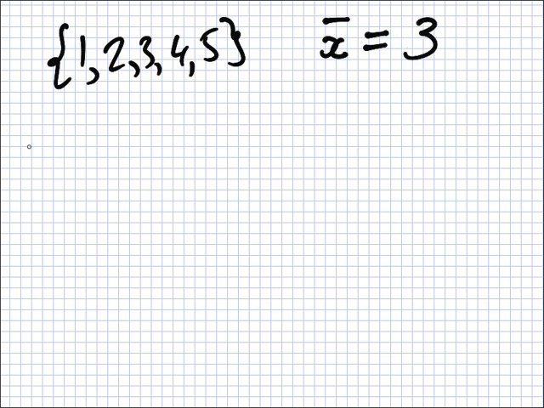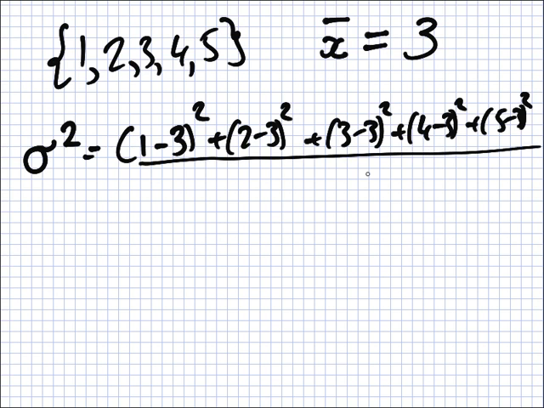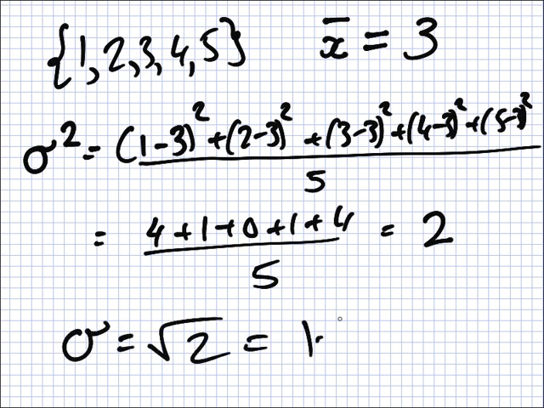Okay? So the standard deviation squared is equal to 1 minus 3 squared plus 2 minus 3 squared plus 3 minus 3 squared plus 4 minus 3 squared plus 5 minus 3 squared all over 5. That's equal to 4 plus 1 plus 0 plus 1 plus 4 all over 5, which is 2, right? So that means sigma is square root of 2, which is 1.414. So the standard deviation is 1.4.